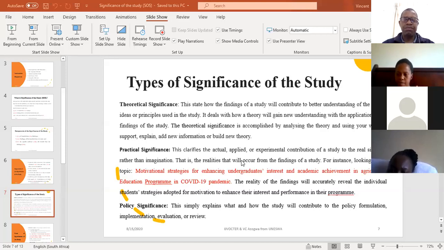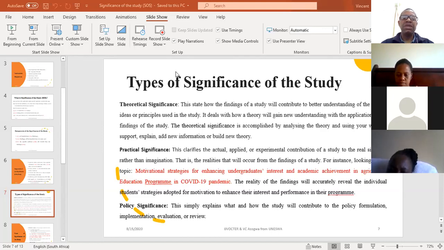Now, I gave you an example of one, which is a motivational strategy for enhancing undergraduates' interest and academic achievement in agricultural education program in COVID-19 pandemic. Now, in this case, the reality of the findings will accurately reveal the individual student strategies adopted for motivation to enhance their interest and performance. Now, if you look at it, I have mentioned specifically students that will benefit from this one and what they should do to benefit from this. It is unlike that of theory, where you don't pick a particular person, but your target is on a particular theory.